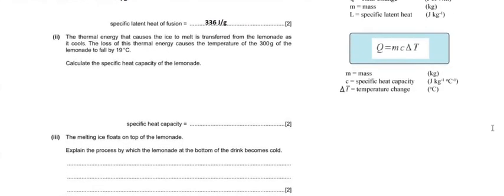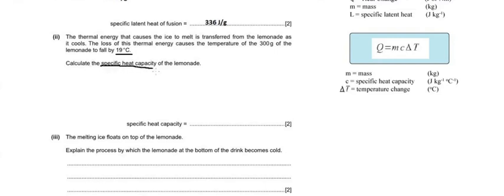Now the second sub question you can read over here. The thermal energy that causes the ice to melt is transferred from the lemonade as it cools. The loss of this thermal energy causes the temperature of the 300 gram of the lemonade to fall by 19 degrees Celsius. Okay. Calculate the specific heat capacity of the lemonade.